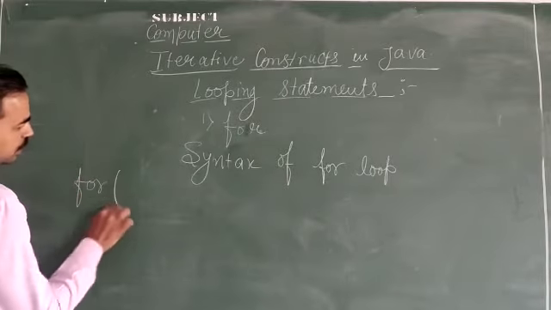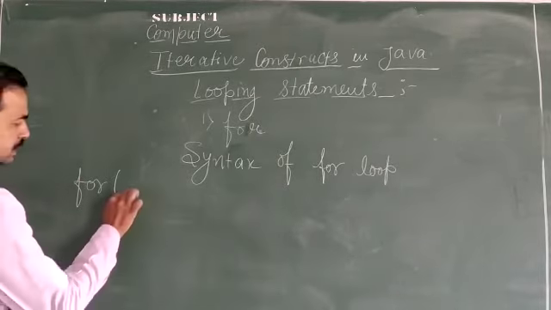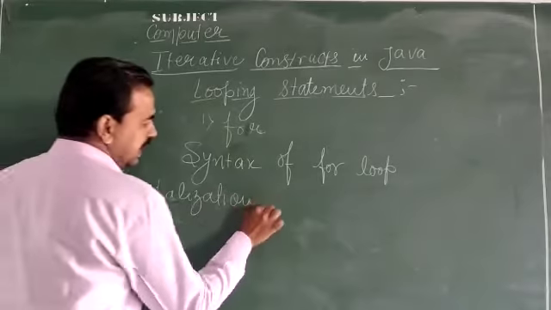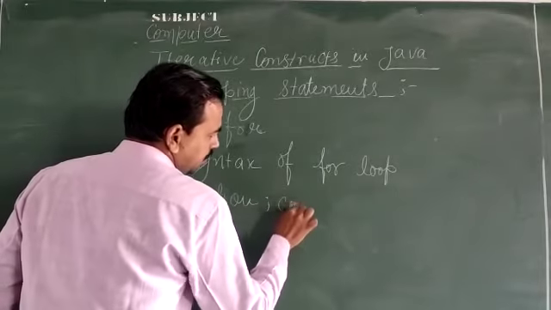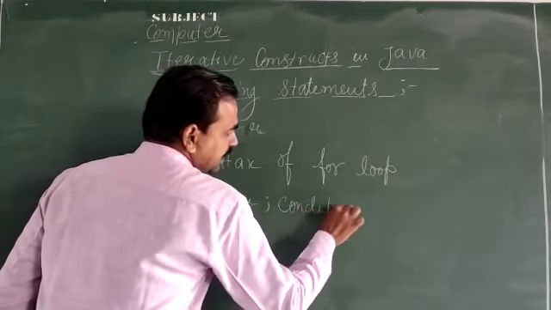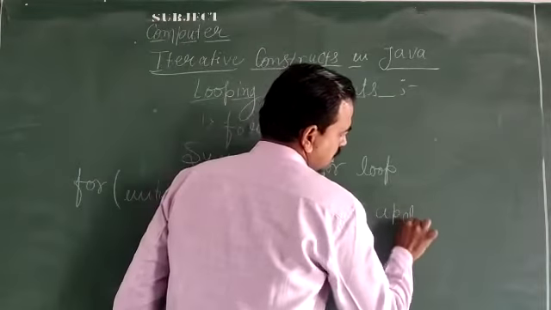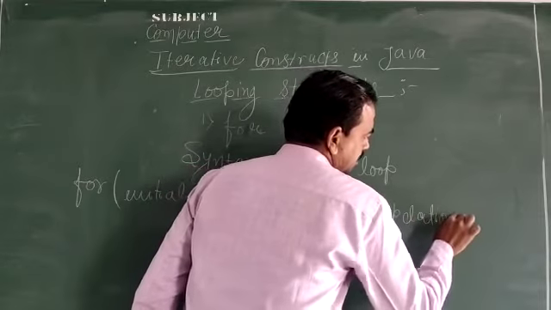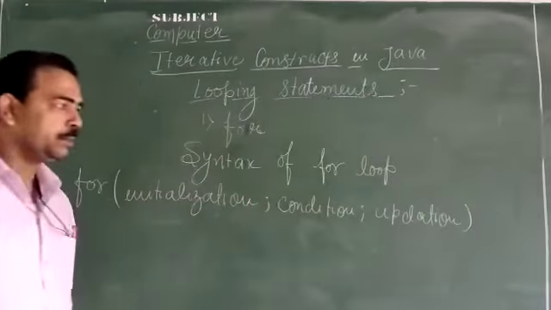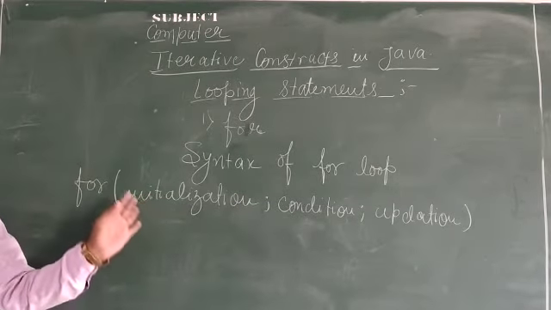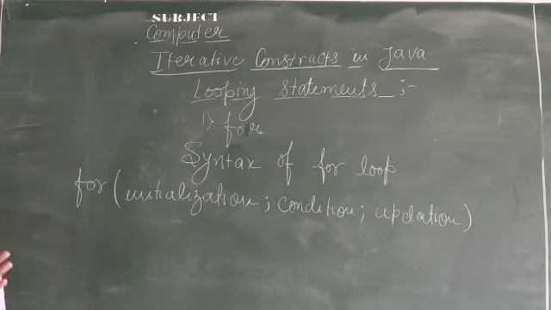Here we have written for, then bracket open, then initialization, semicolon, then condition, semicolon, then updation, then bracket close. This is the syntax of for loop. Got it? This is the syntax of for loop.